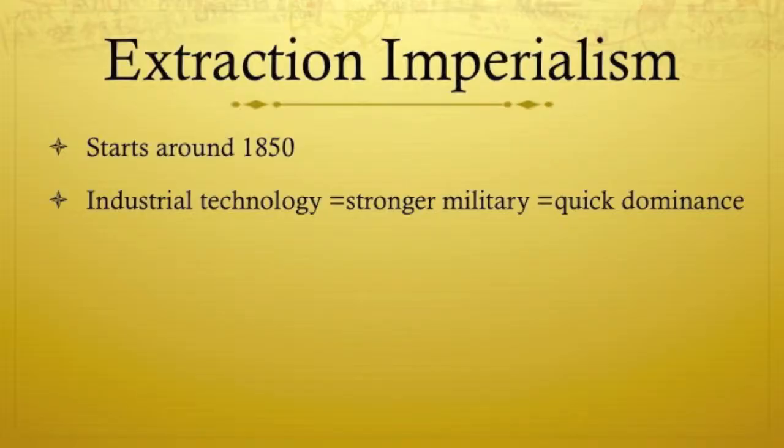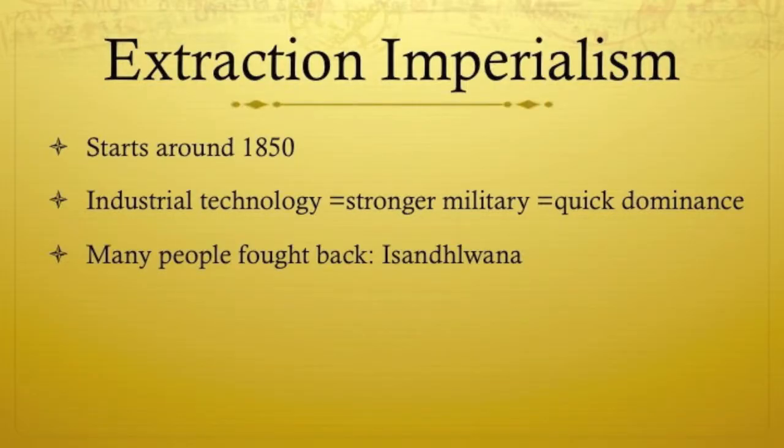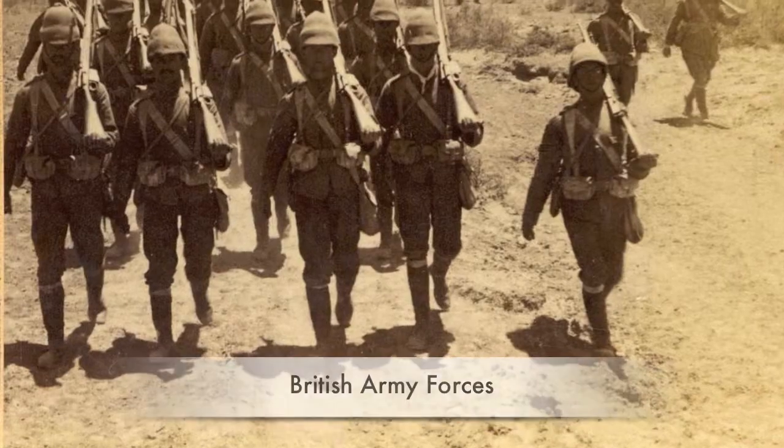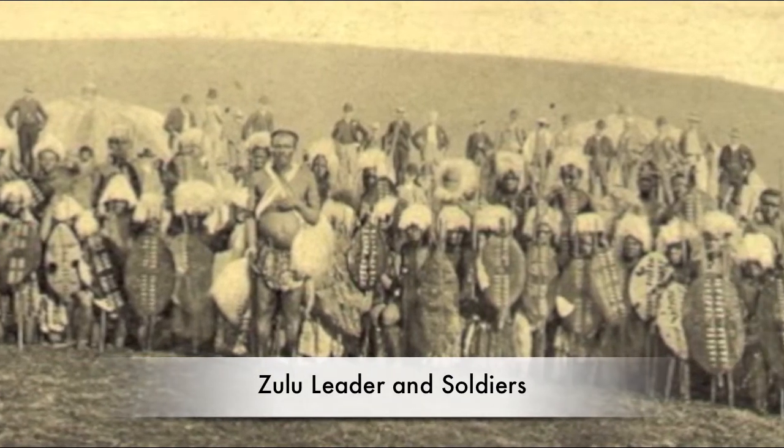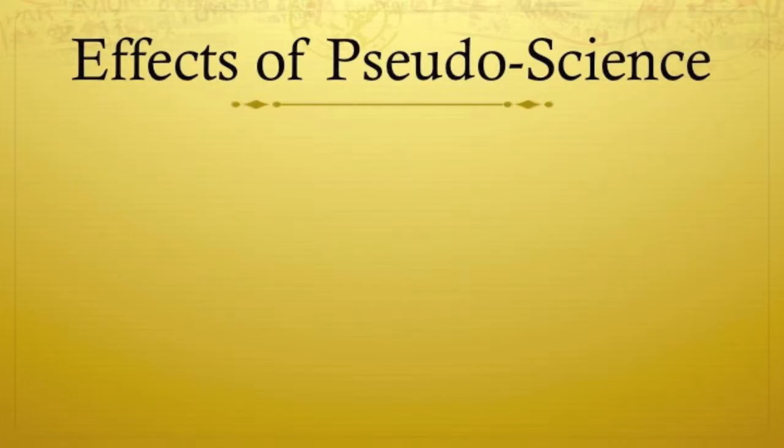Using the power of industrial technology, they were able to quickly dominate these areas, despite sometimes fierce resistance, like the story of Isandlwana that begins the chapter. Overly confident British forces, armed with the latest military technology, were soundly defeated by well-organized and experienced Zulu soldiers wielding spears and leather shields. Investment imperialism involved social and cultural conflict, but extraction imperialism was based on new pseudoscience that claimed white racial superiority, often supported by ideas like social Darwinism.